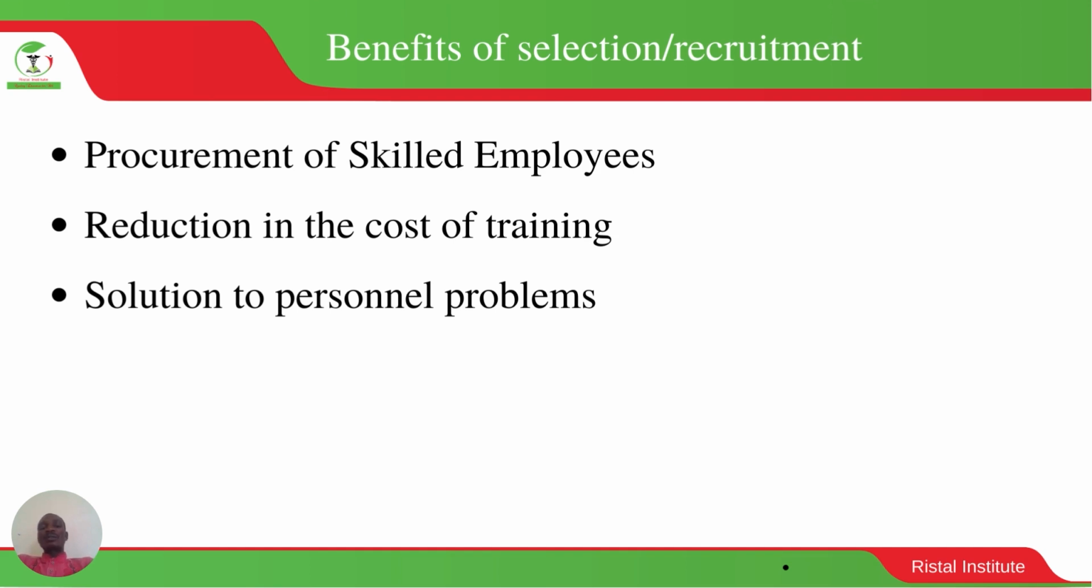The next one is solution to personnel problems. Recruitment is a solution to personnel problems. What are the personnel problems? One is employee resignation. A high rate of labor turnover is a personnel problem. Underperformance is a personnel problem. Job dissatisfaction, etc. All these can be sorted through recruitment. If someone has resigned, what do you need to do? You do recruitment in order to replace the person who has just resigned. So basically, these are some of the benefits of recruitment or selection as far as human resource management is concerned.